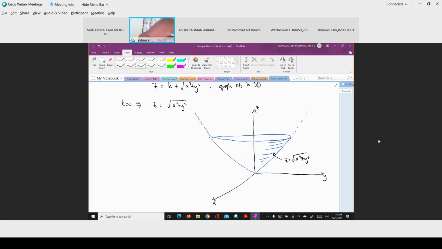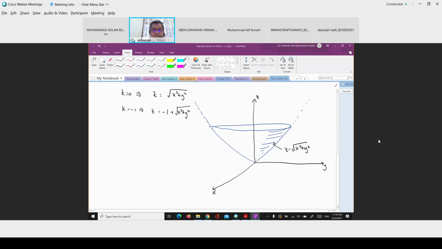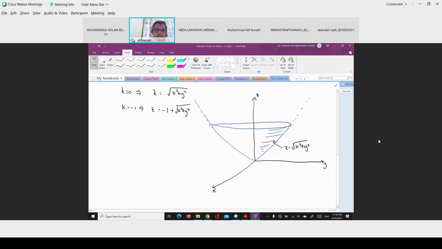So if I now choose k equal to -1, then we have z equal to -1 plus the square root of x squared plus y squared. And the graph is also a cone, but translated 1 unit downwards. Okay, so let me use a different color. It's still a cone, but translated -1 unit, below the xy plane.